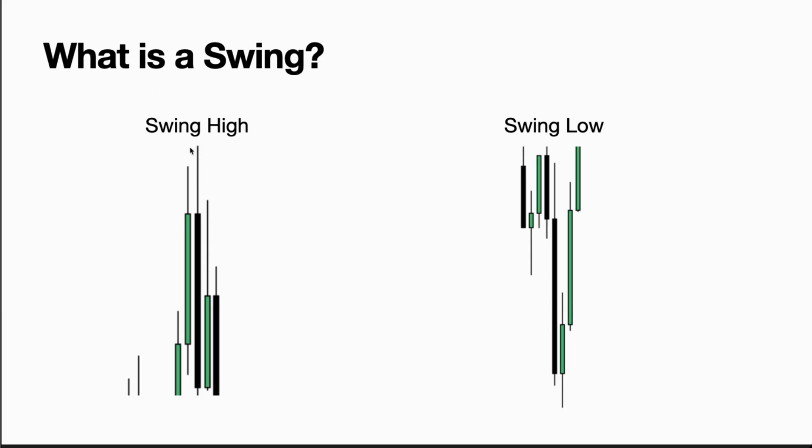So, a swing high is when the high of one candle is higher than the highest point of the candle before it and the candle after it. So as you can see, the high here is higher than this high and this high, so this is a swing high. And for a low, it is when the low of a candle is lower than the low of the candle before it and the candle after it. So as you can see, we also had one here as well.